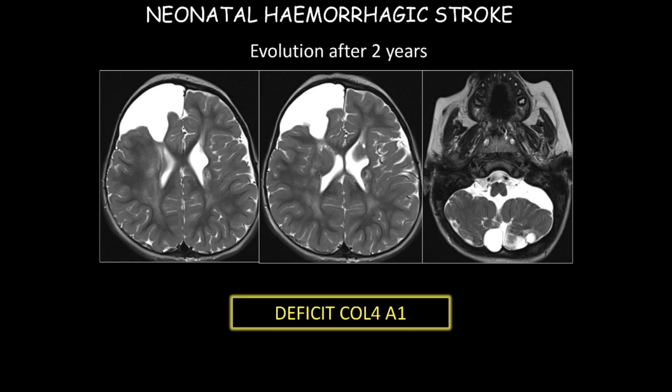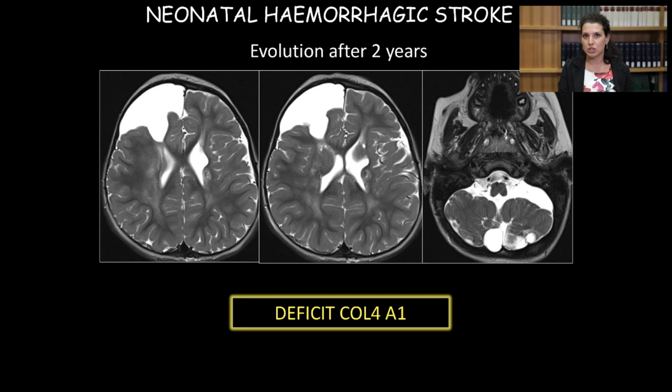He came back after 2 years, and we can say that especially in the right frontal region there's a porencephalic cavity, and in particular the tissue is substituted by cerebrospinal fluid. We also have some porencephalic cavity in the cerebellum, here on the right. This child was affected by a deficit of COL4A1.